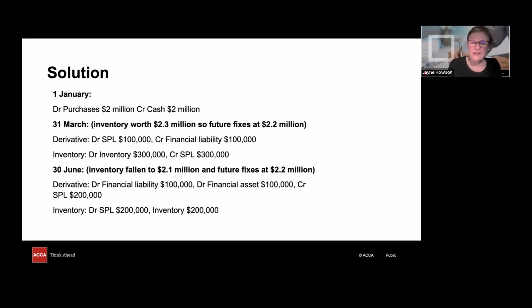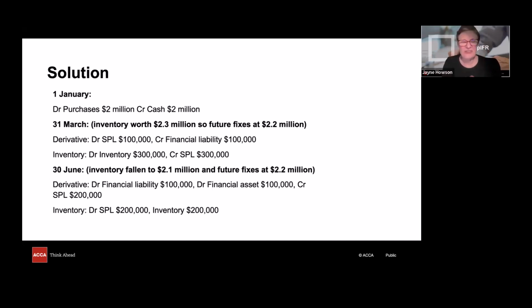But the inventory has fallen in value by 200,000 from 2.3 to 2.1 million. And again, although I wouldn't normally show the value of the inventory, I am going to show the change in the value of the inventory.